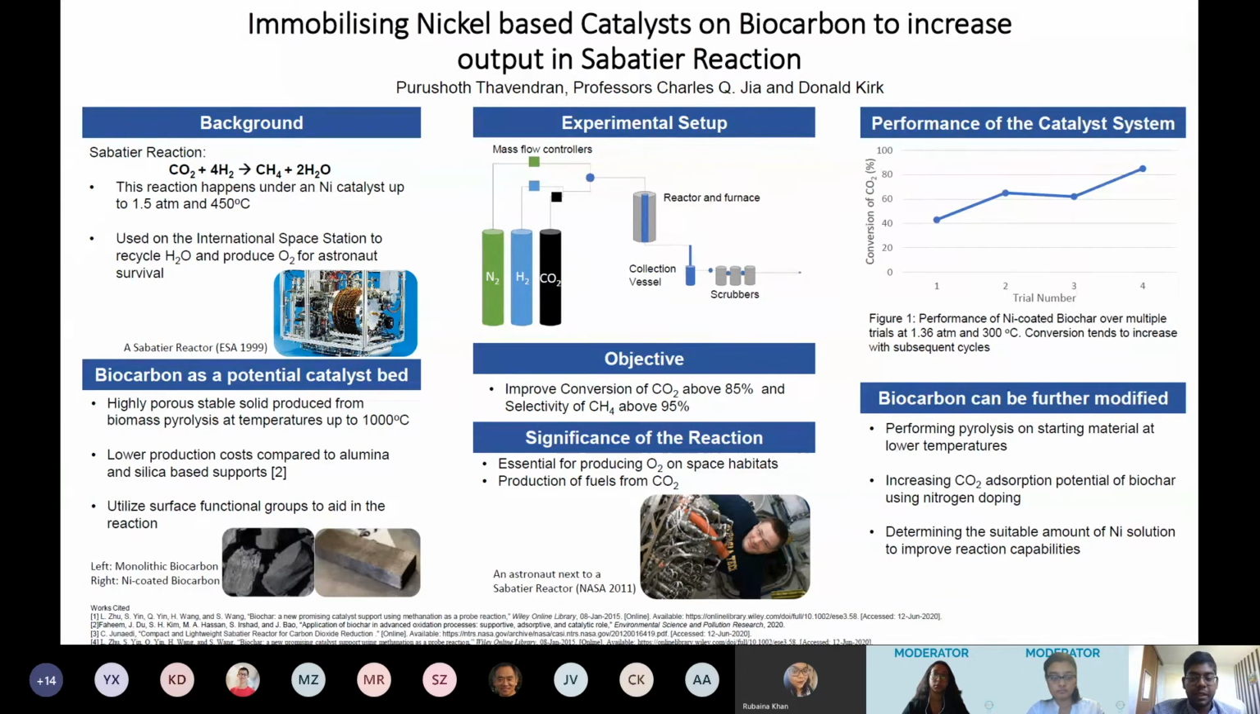And further work will be done on modifying the pyrolysis temperatures, which will impact the overall structure of the biocarbon produced. In addition, with nitrogen doping, which is a method to increase the absorption of carbon dioxide and help facilitate the interaction between the nickel metal as well as the gas molecules. And finally, the last modification that we consider is the ideal weight percent of nickel in the system, such that the reaction can occur effectively without mass transfer limitations.